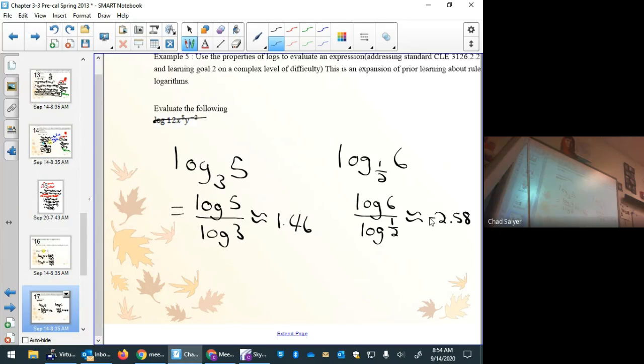So you can now do any of these on your calculator. See why I held this back on that first section? You would have just plugged it in the calculator and that would have been that. Okay.